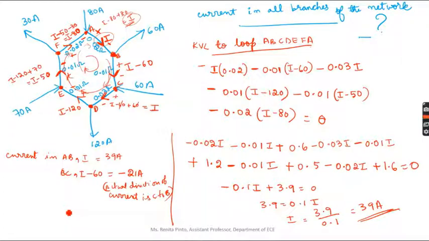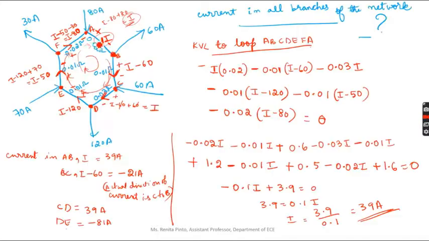Next is CD. Current is I, that is 39 amps. Again DE, that is I minus 120, 39 minus 120, which gives you minus 81 amps. Because it is minus, the actual direction of the current is from E to D, correct? Next you have EF. The current in EF will be I minus 50, which gives you minus 11 amps.